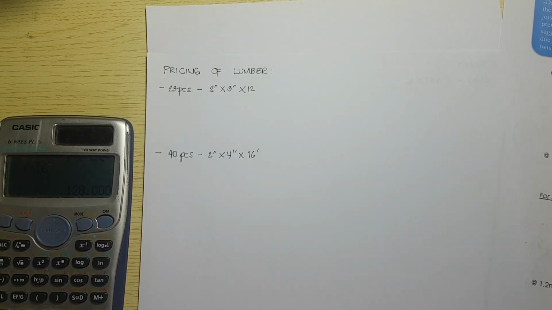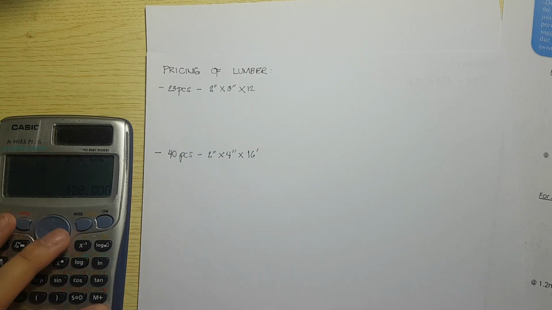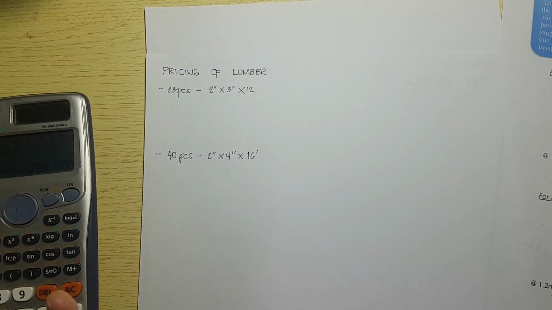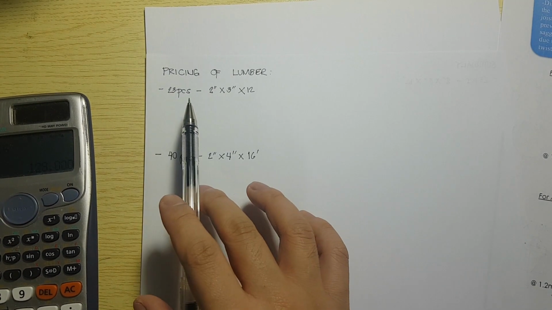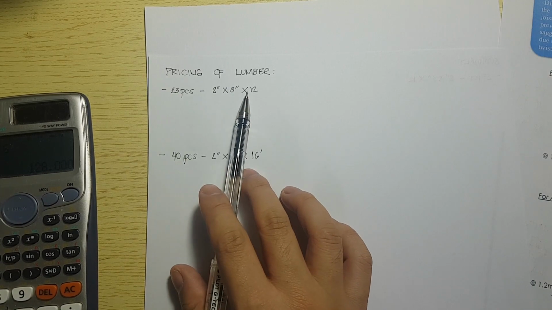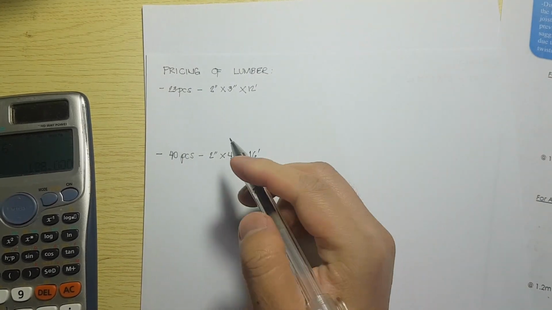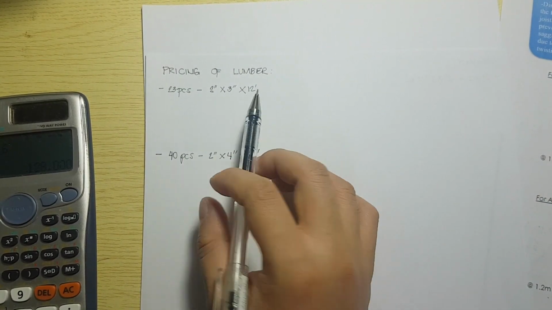For pricing of your lumber, it would be per board foot, okay? So, what do we mean by that? I will just show you an example. We will not be computing for the pricing of what we have estimated. So, for example, we have here 23 pieces of 2 inch by 3 inch by 12 feet. Okay, so we need to convert this in feet.